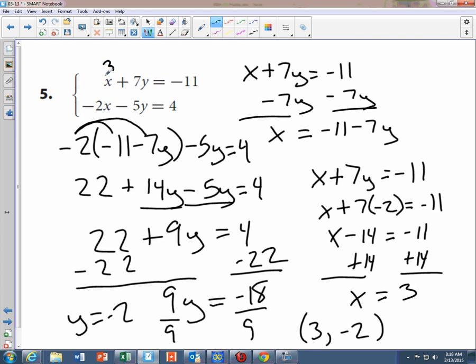So this one would become 3 plus 7 times negative 2 equals negative 11. If you're in class, you could use your calculator to see if that's true, or we could just do this. What's 7 times negative 2, guys? Negative 14. What's 3 plus negative 14? Negative 11. That checks out. And we could do the other one as well. That one checks out.